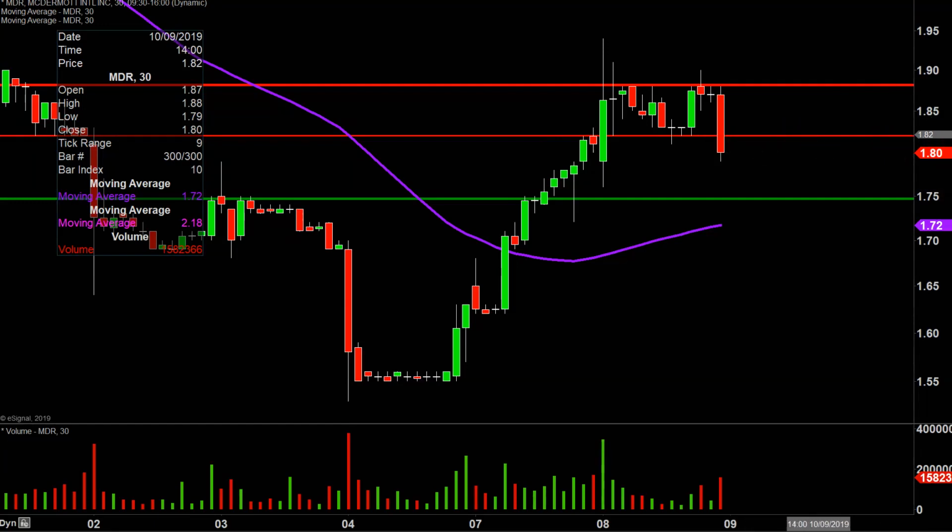As far as levels of support are concerned, nothing new here to report. Still have the overall level down here at $1.75, and then also keep an eye on that purple line right there, the 50-period simple moving average. Keyword being moving, so as time goes on, that line will continue to move itself higher and higher.